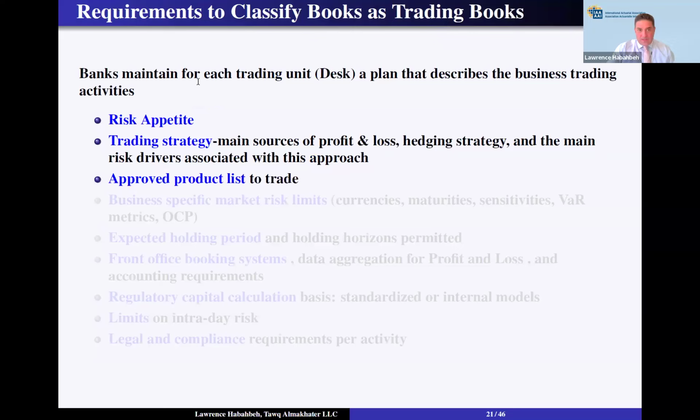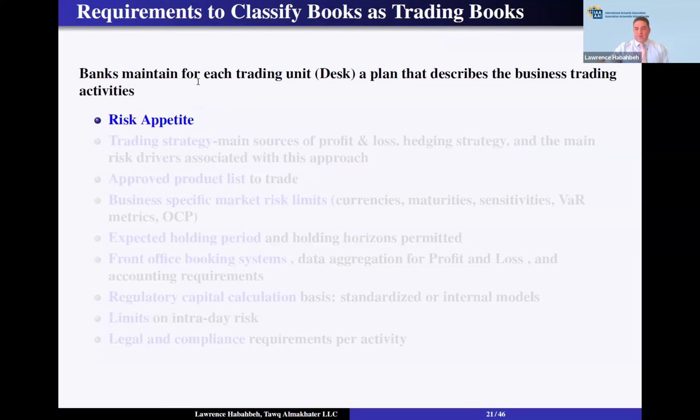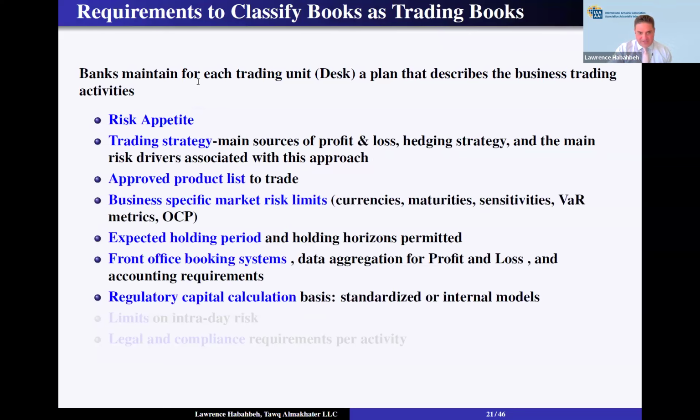Okay, so what are the requirements to classify books as trading books? Again, if you go to the regulatory text, you will find this information, but let me summarize it here. In order to classify an asset or a book as a trading book, you have to meet certain criteria. The most important one is your trading strategy.